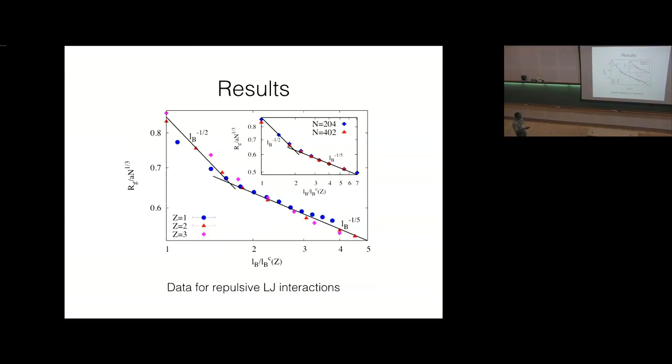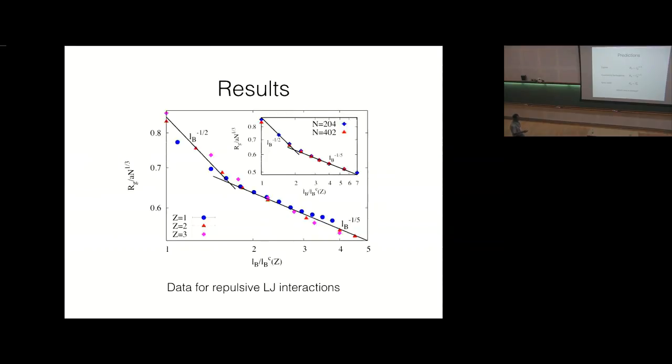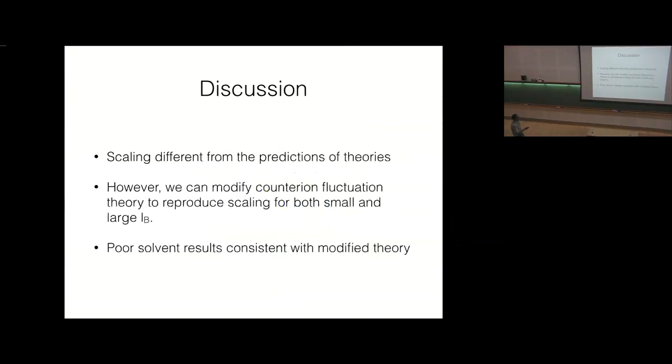So this minus 1/5 we find here is different from all the three predictions here. So that is my main result. It says the scaling exponents are different from the predictions of all the theories.